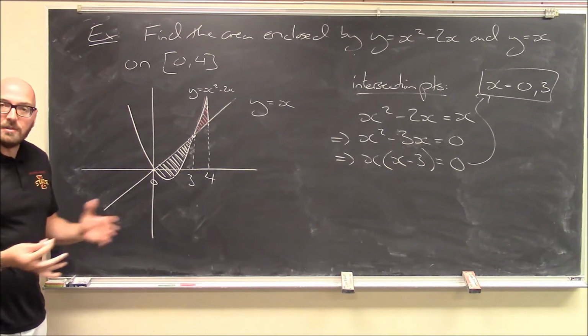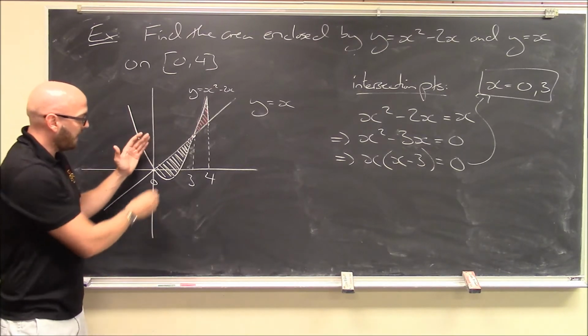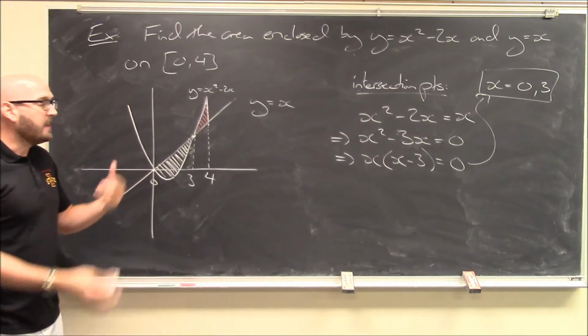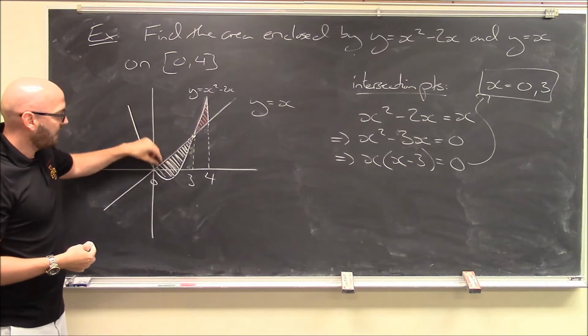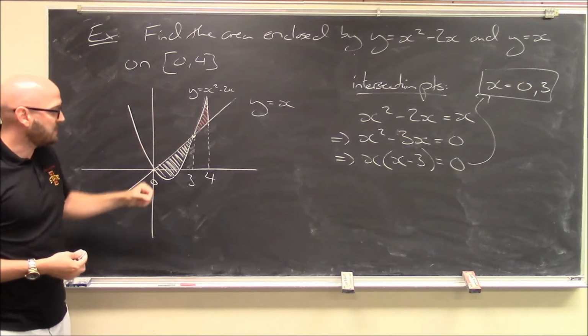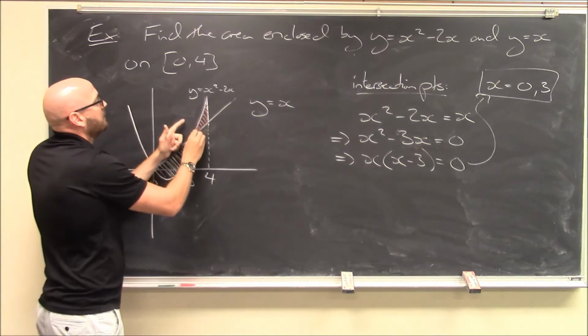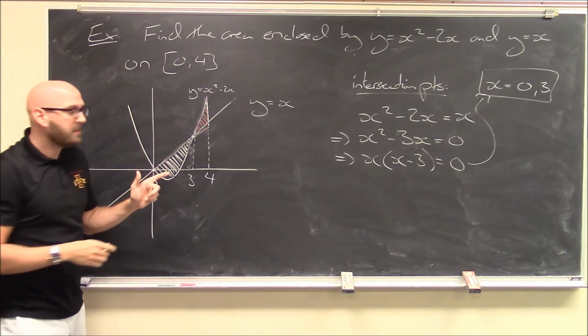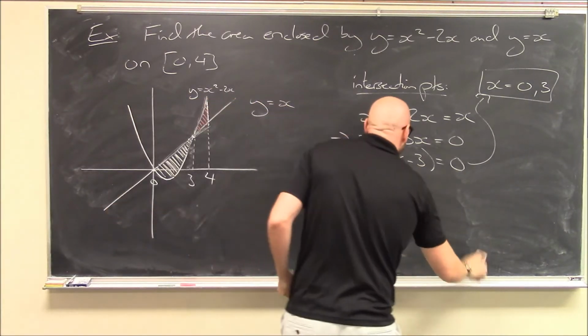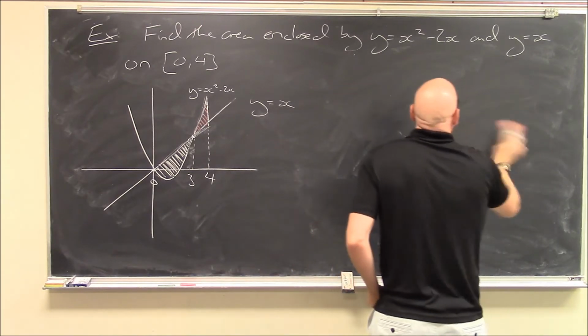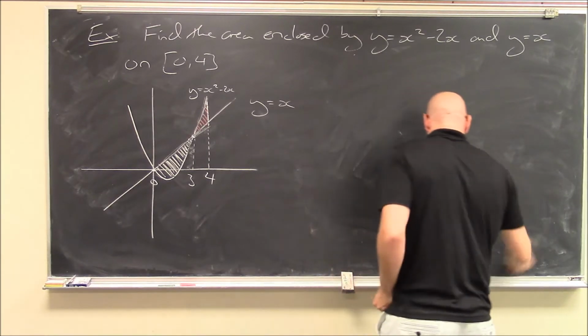What this means is I have to treat these two areas separately. I need to find this region in white and this region in red separately, and then add them together, because the area between the curves is given by different expressions. In this case, it's x minus this parabola, and in this case, it's the parabola minus x. And I have to do this. Otherwise, I'm going to get the wrong answer.